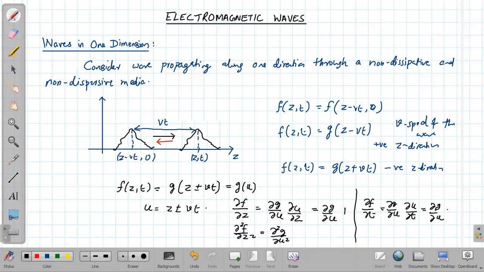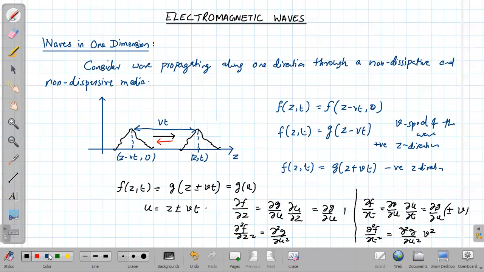∂g/∂u times ±v. If you differentiate it again with respect to time, ∂²f/∂t². Remember this plus or minus v is constant. So we'll get ∂²g/∂u² times (±v) the whole square, that will be equal to v². So ∂²g/∂u² is ∂²f/∂z², and ∂²g/∂u² is 1 by v² ∂²f/∂t².